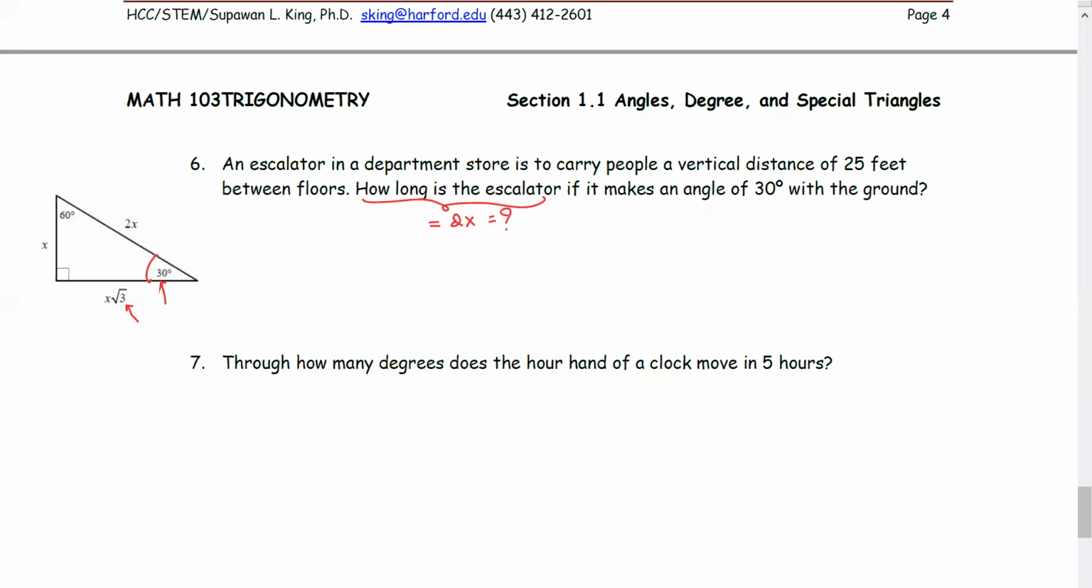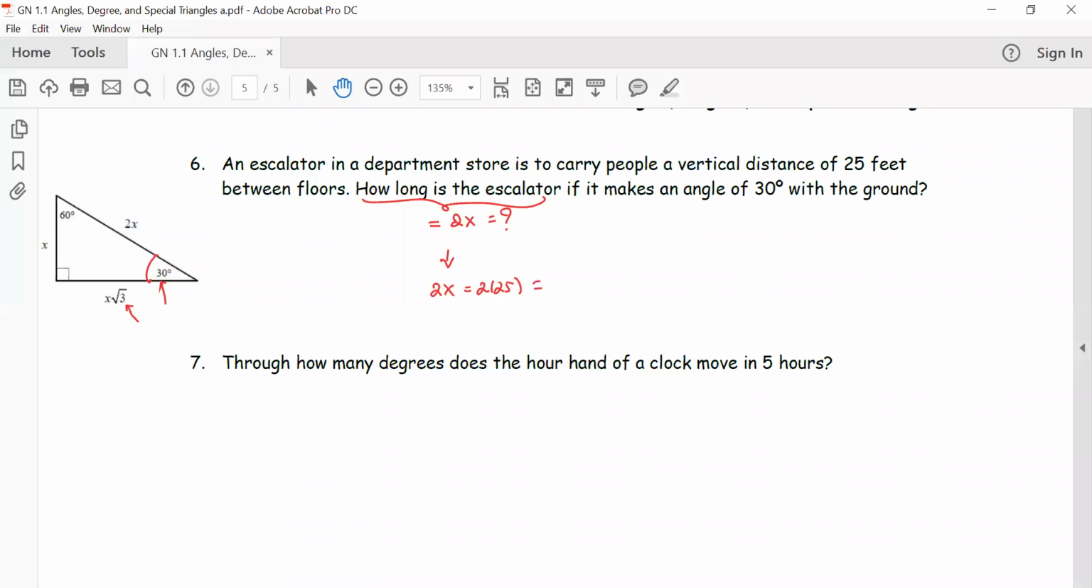Okay, let's put a number in. A vertical distance 25 feet between floors. So that means x is 25. If x is 25, 2x is going to be 2 times 25, or 50. That's the answer.